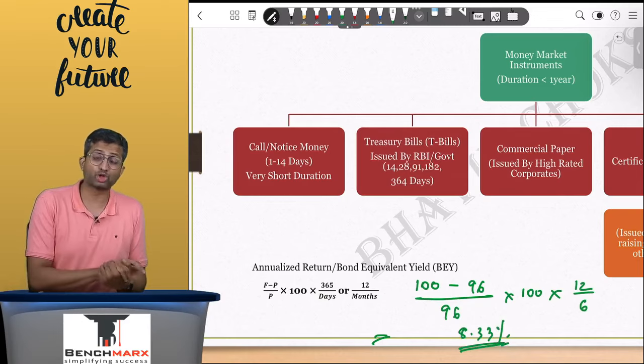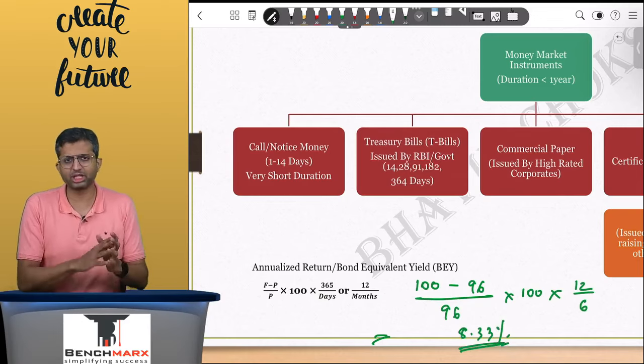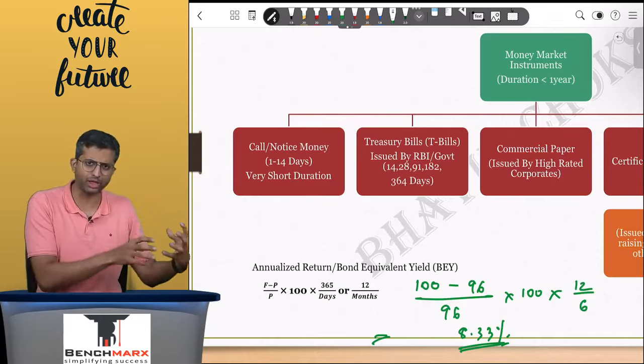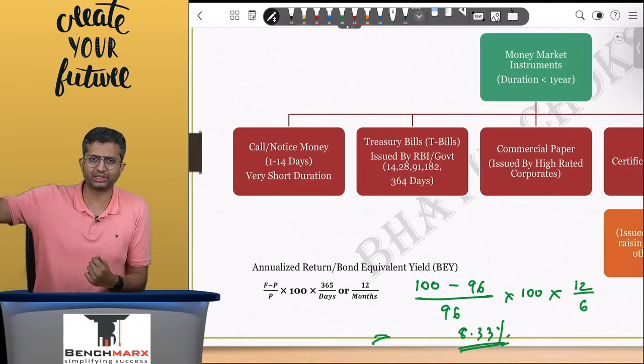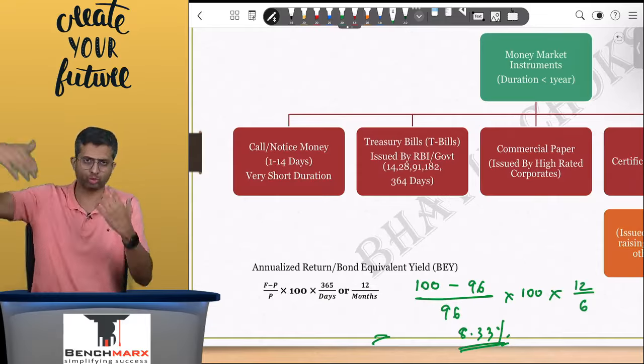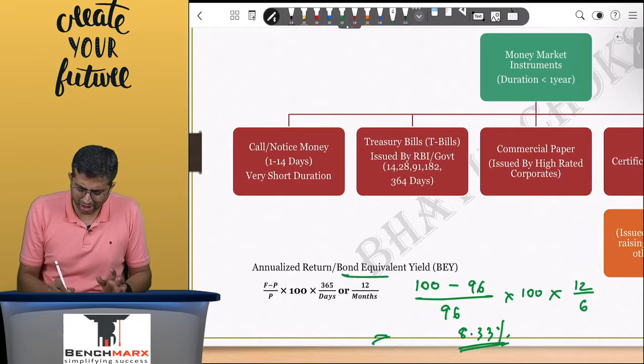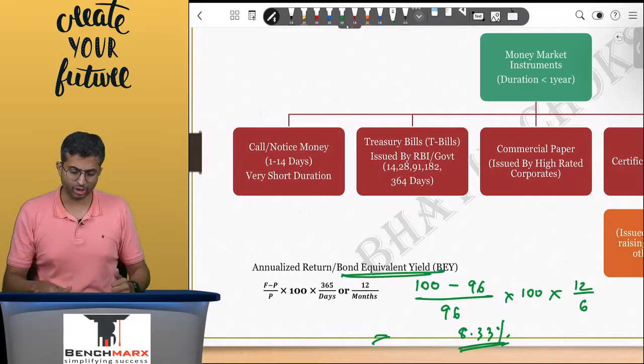Sometimes the question can also ask you to find the effective return, in which case you will have to consider the effect of compounding as well. So you might say 1 plus 0.0833 divided by 2, raised to 2, because in a year there will be compounding effects as well. But in general, bond equivalent yield will work.